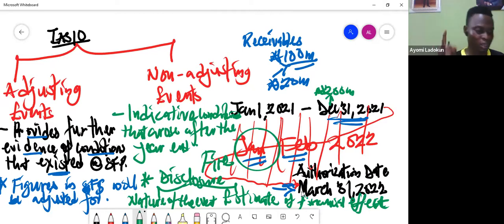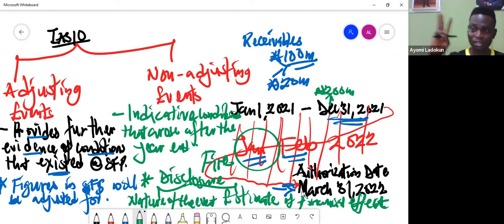Now, be with me here. I think I needed to tell you three more things on IAS 10. Then we can look at questions and we move straight away to IAS 37, Provisions, Contingent Liabilities and Contingent Assets. If time permits us, I'll brief you on IAS 20, Accounting for Government Grants and Disclosure of Government Assistance.